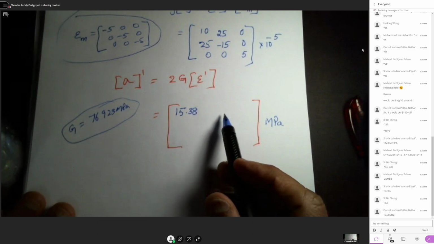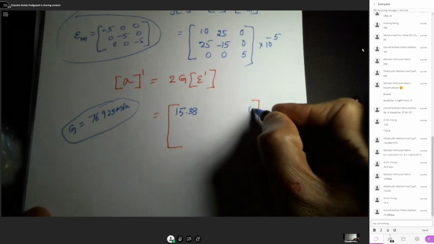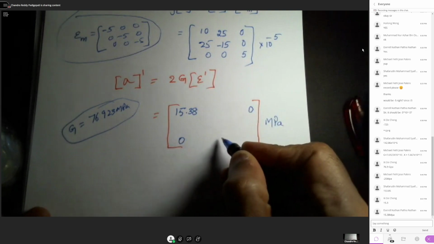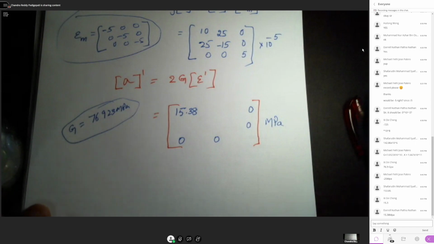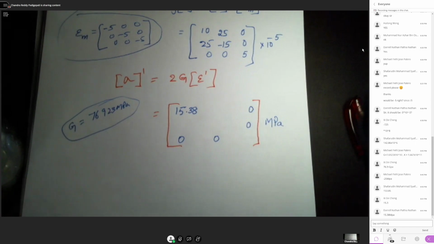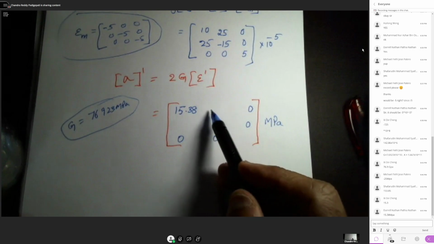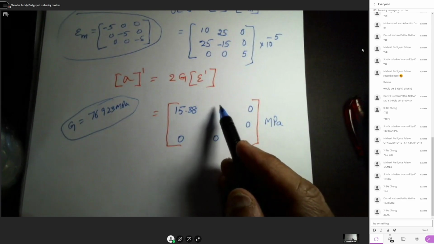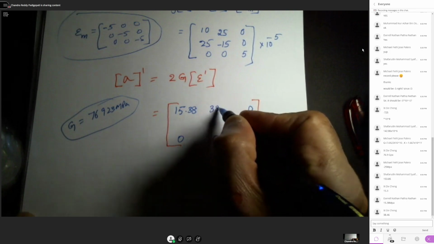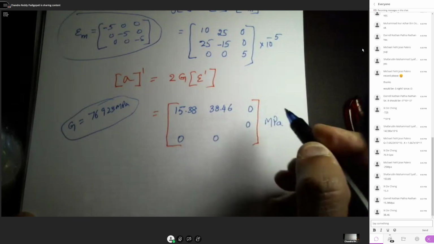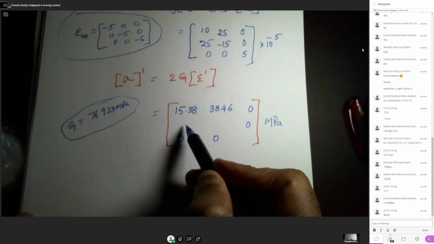So how about the second one? Because the last one will be 0, the bottom ones will be 0. So can you give the second rows first? 38.46 correct, CDG. So the last one will be 0. How about second row first column?